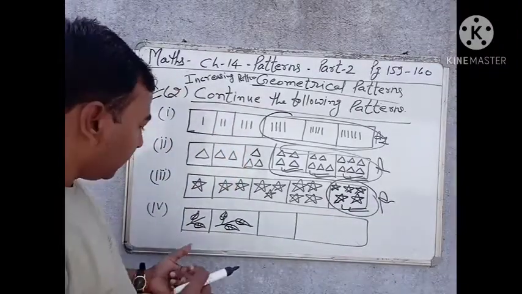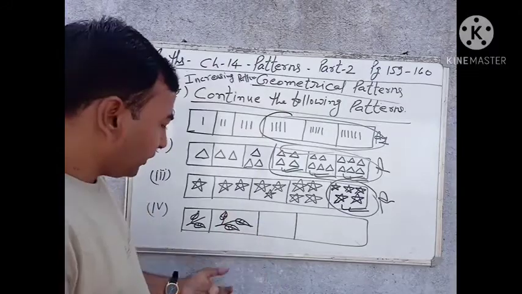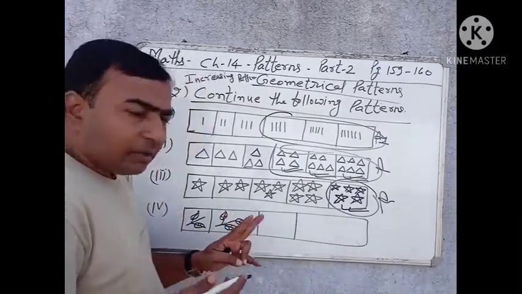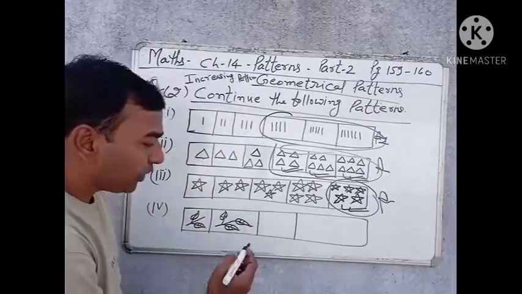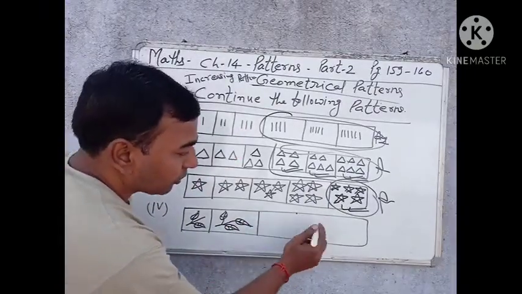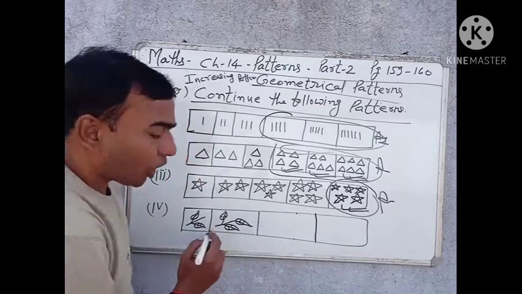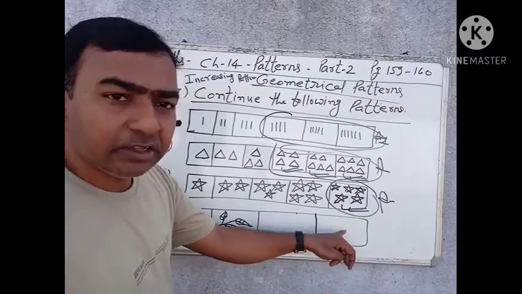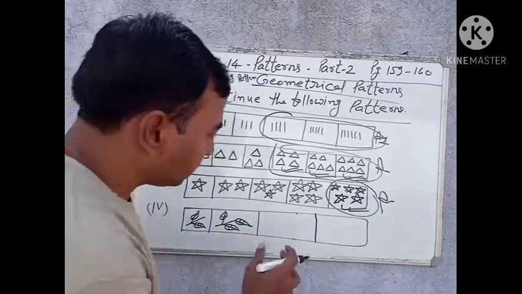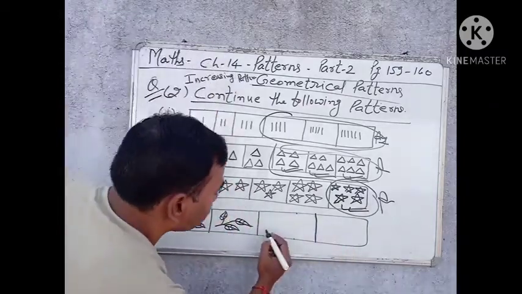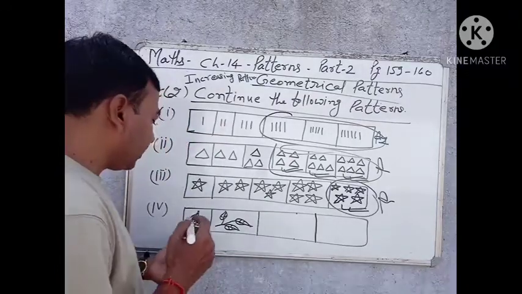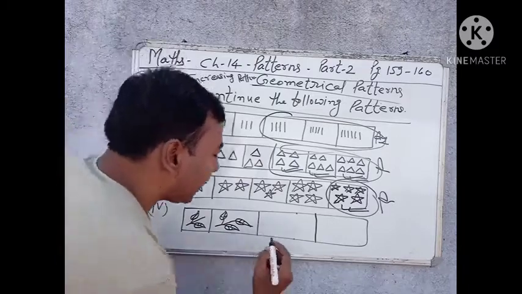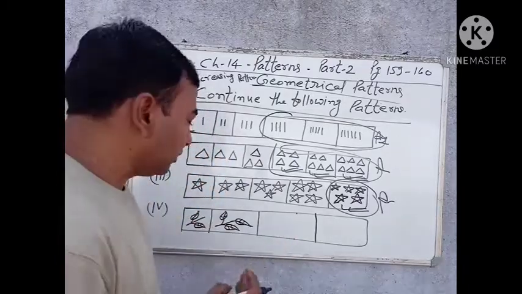Now question number 4. In the first box are 2 leaves. In the second box are 3 leaves, and 2 boxes are empty. How many leaves will we draw in the third box and the fourth box? First, I am talking about box number 3. In the first box are 2 leaves, in the second box 3 leaves, and in box number 3 we will draw 4 leaves.